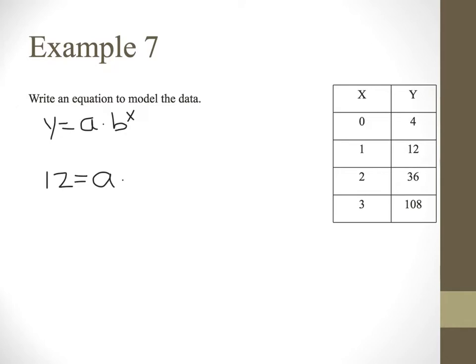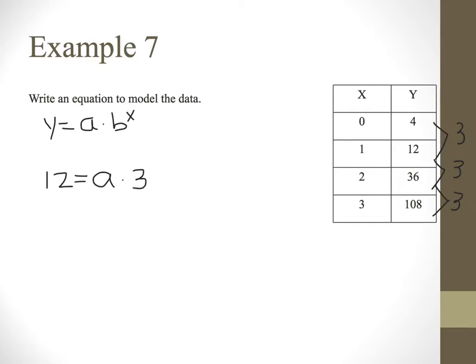Likewise, my b value I don't think I know, but remember b is going to be that constant ratio. So if I come over here to the side and figure out what my constant ratio is between all of these points, I can say 12 divided by 4 is 3. 36 divided by 12 is 3. 108 divided by 36 is 3. So I can actually find that my b value really is 3.